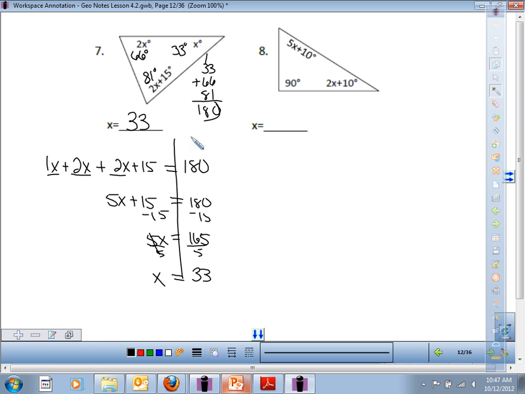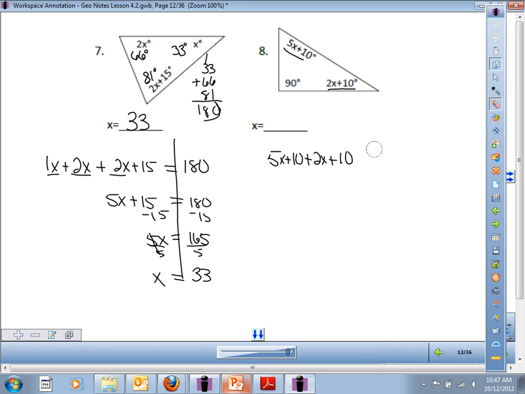Now, number 8, again, this is the same type of problem. To me, number 7 should be harder, but for some reason we make more mistakes on something like number 10. We start adding these angles up, and we go 5x plus 10 plus 2x plus 10 equals 180. Well, now if you look at that drawing, we did the 5x plus 10, we did the 2x plus 10. We forgot that 90. For some reason, that's something we do a lot. Kids do a lot on this problem, is they forget that 90.